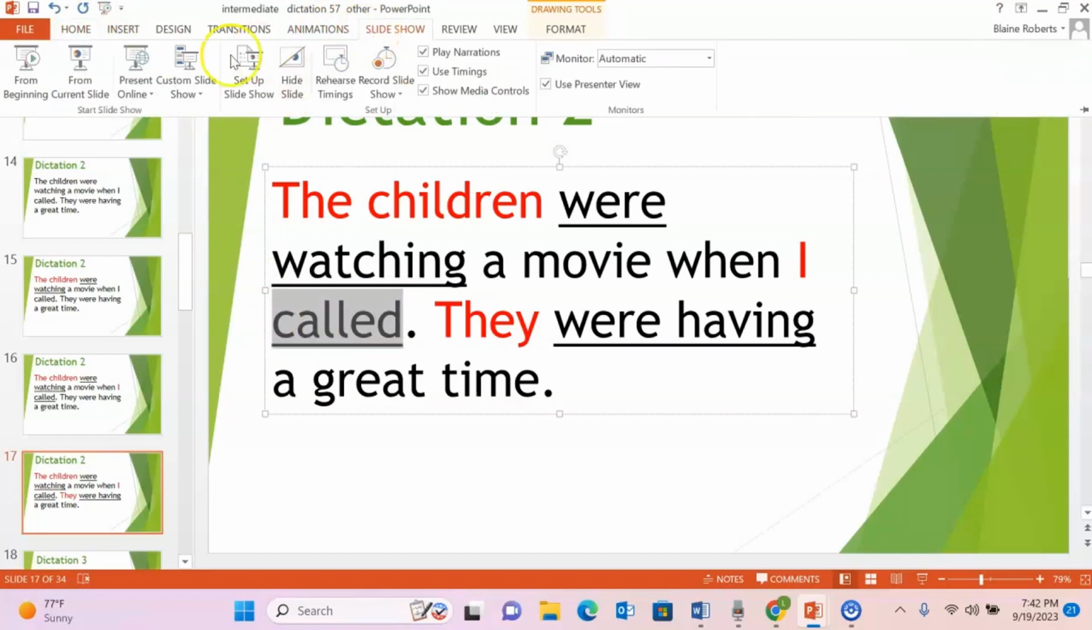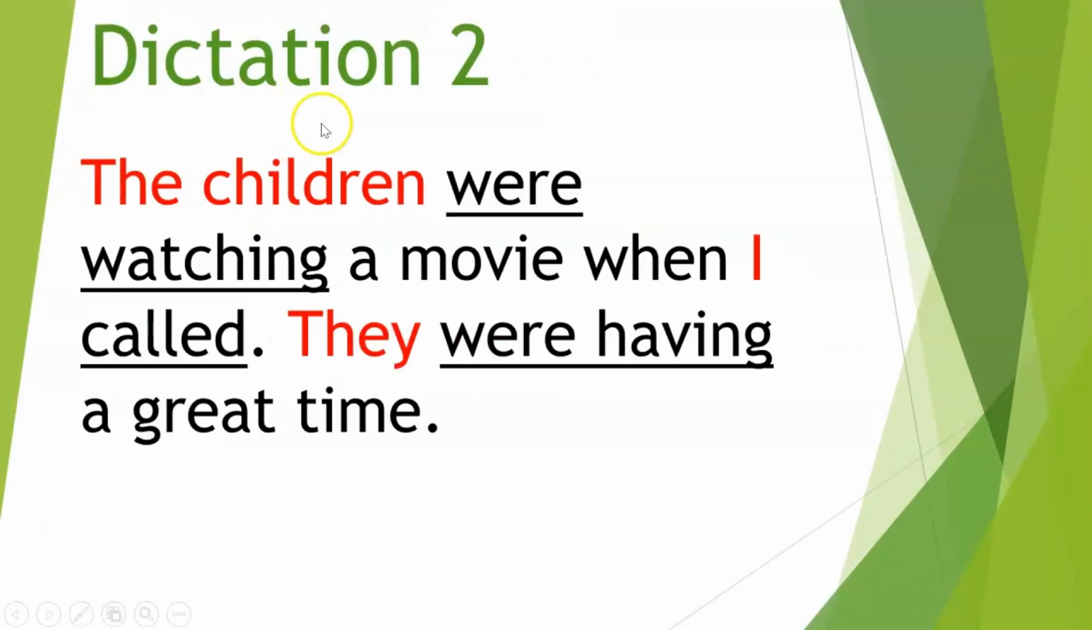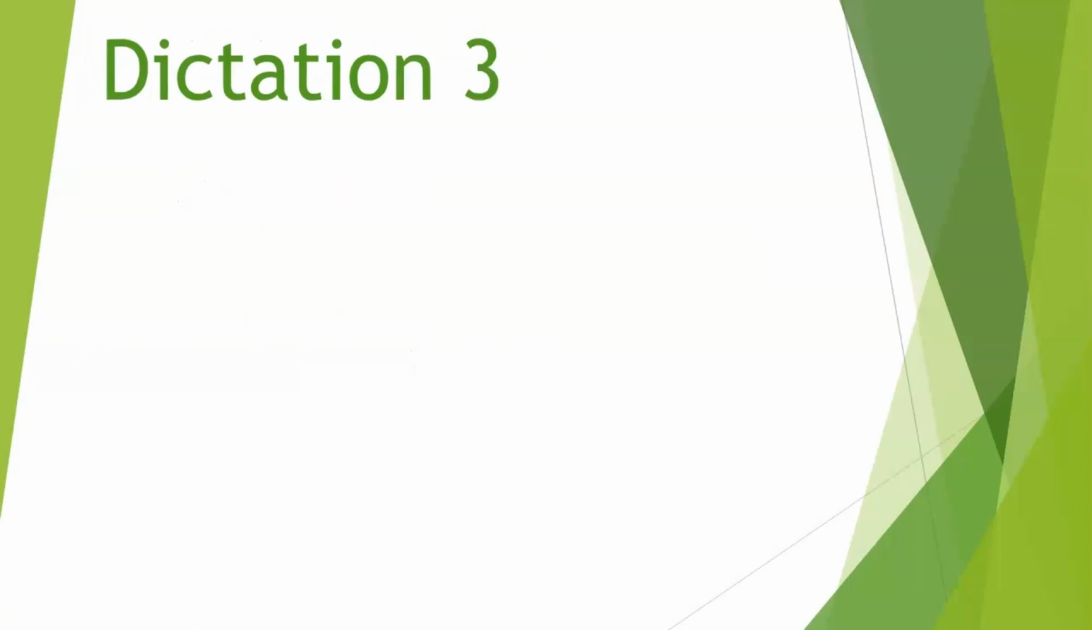So here we see we've got the children were watching. This is past continuous. The children were watching a movie when I called. And this is simple past. And then they were having is another subject and the past continuous verb. Okay, let's move along to our third dictation, number 3.